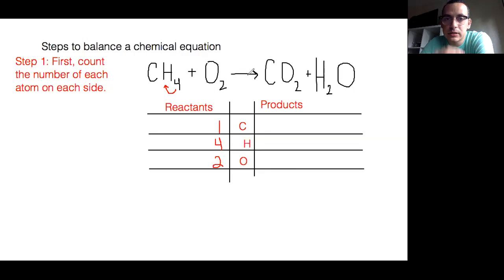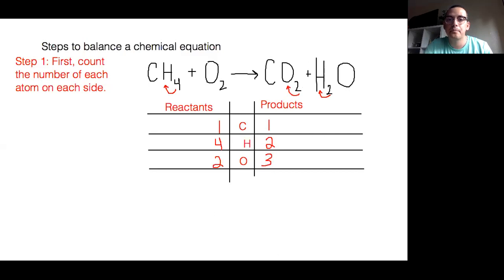The bonds break, just like we learned, the bonds of the reactants break apart and they reorganize into these products. So carbon, 1, hydrogen, 2. It has 2 because this little 2 affects only hydrogen. And then oxygen would be 3. The reason why, we've got 2 oxygen here plus the one that's right here. So we've got 3 oxygen.